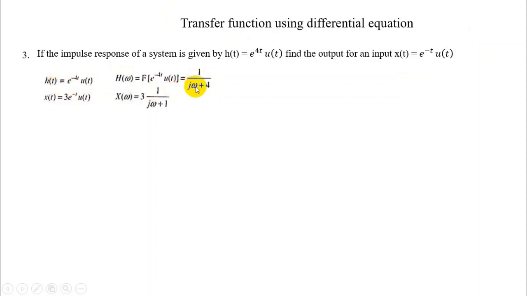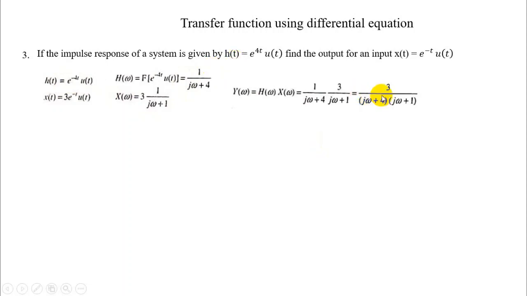And we also know that if we want to determine the output of a system, we need to multiply the input to the system with the transfer function of the system. So to determine the output of this system, we need to multiply this term with that term, because this is the input and this is the transfer function. How could we get the transfer function? If we have the impulse response, after taking the Fourier transform, we will get the transfer function.